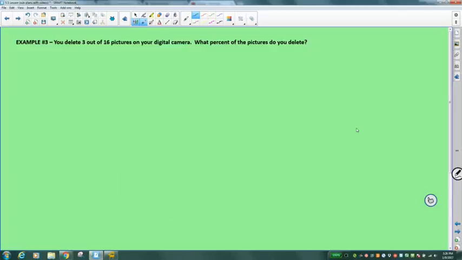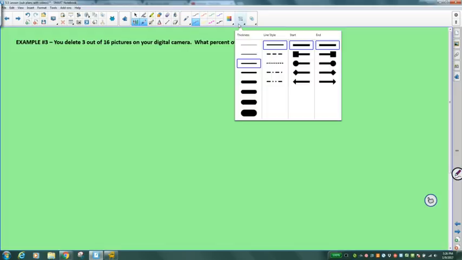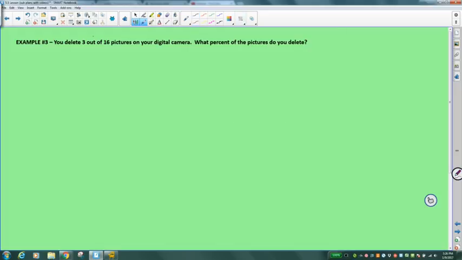Last problem, example 3. You delete 3 out of 16 pictures on your digital camera. What percent of pictures do you delete? So look, do we have a ratio that we're given that we need to work with? And we do. So we have 3 out of 16.